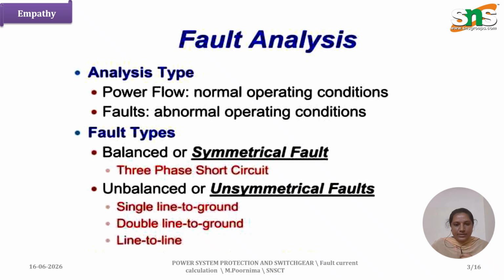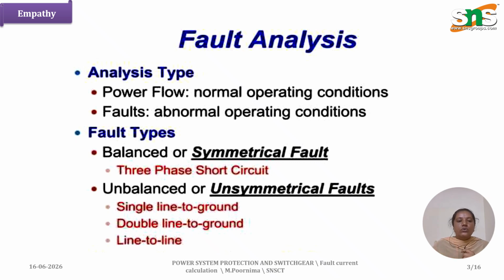Now coming to fault current analysis, we have two types of analysis. One is power flow analysis, and the next one is fault analysis. Power flow analysis covers the normal operating conditions, such as the flow of power. Next is the fault condition. When a fault occurs, or abnormal conditions occur, what is the value of the current? So we are calculating two types of current: one in normal condition, and the next in abnormal conditions.